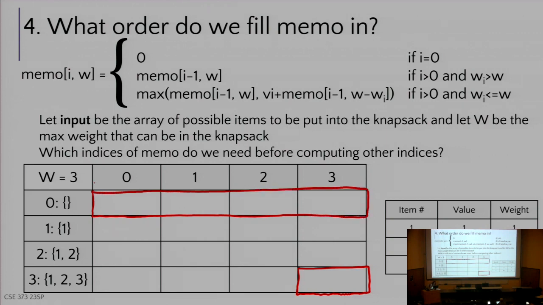So we know that this is our base case because our base case is when I equals 0, and so that's this entire row. So knowing this, in what order do we want to fill the array in? The other thing you want to think of when answering this question is what indices of memo do we need before computing other indices? So for example, for any I, it looks like whenever it's a recursive case, we always need I minus 1.